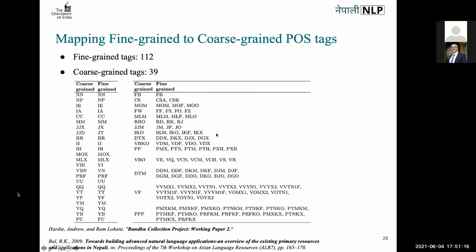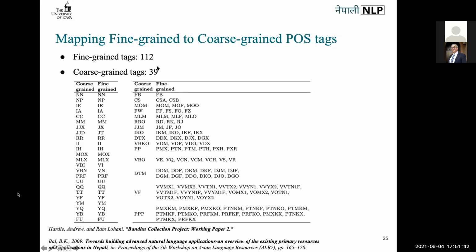Okay. So this is the fine-grained to coarse-grained POS tagging mapping, because we want to see how well the fine-grained tagging is performing. So we want to do some kind of mapping first. In our work, we use a 112 POS tag set inspired from the work by Hardy and the group here. And we map these fine-grained tags to the coarse-grained ones, which are taken from the BIS and the BK, which was also inspired from the Penn Treebank.